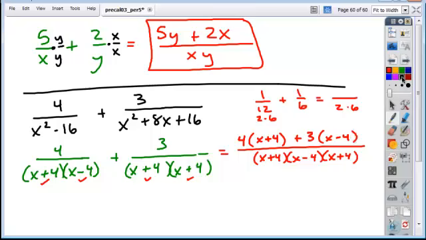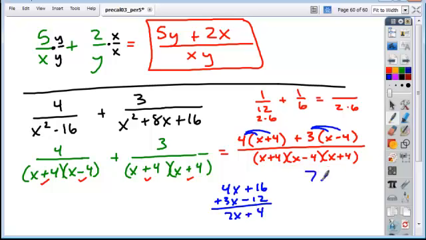So now what you would do to simplify this is you would distribute. So you get a 4x plus 16, distribute, plus 3x minus 12. So when you combine those, you have a net of 7x plus 4. So there's your numerator. And then your denominator is just going to be that whole set of factors.